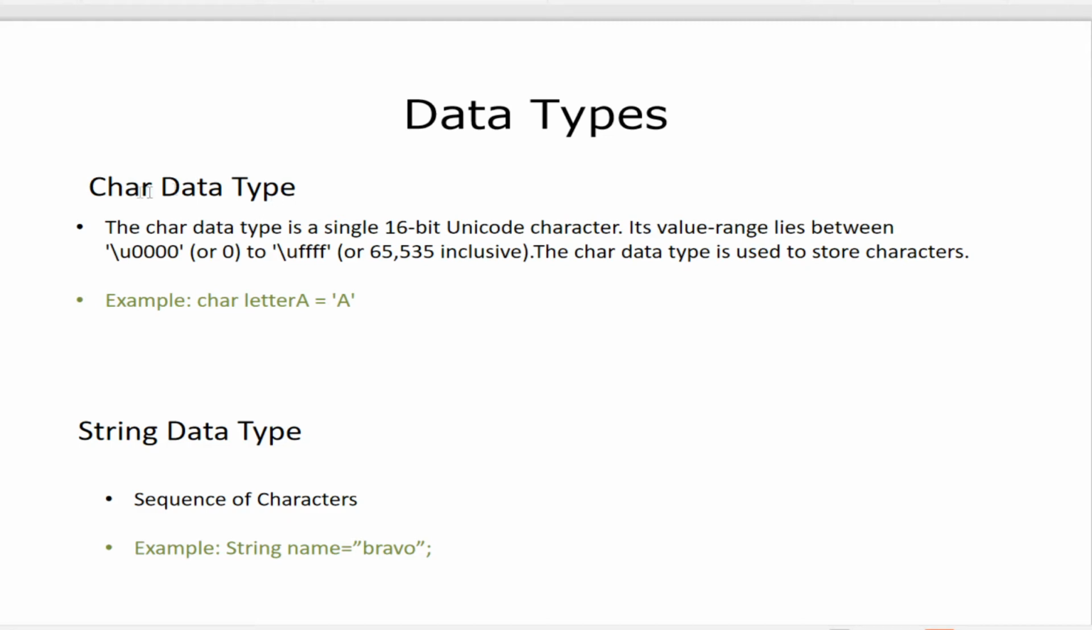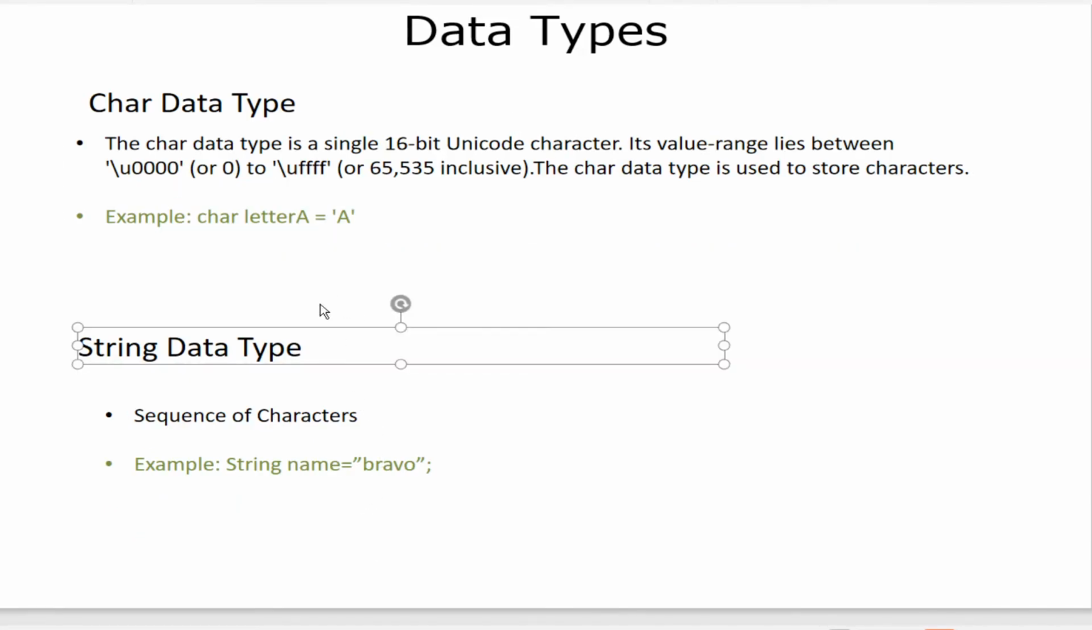And then character. So character abbreviated to char. Char data type is single 16-bit Unicode character. Its value range lies between this and this. Char type is used to store characters. So for example, char letter A equals to 'A'. So for char, they use the single quotation mark, single quotation symbol. So anything you want to declare as character, you need to have the single quotation symbol. You can also declare symbols, special symbols, other than only alphabets.